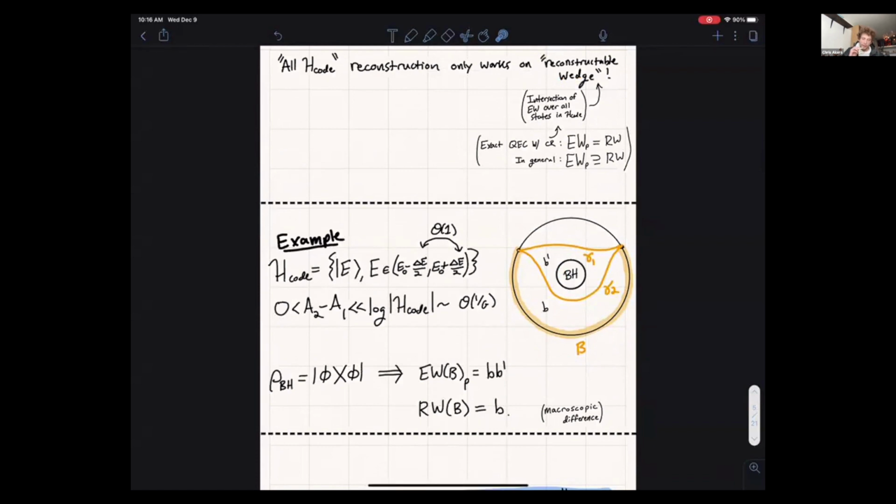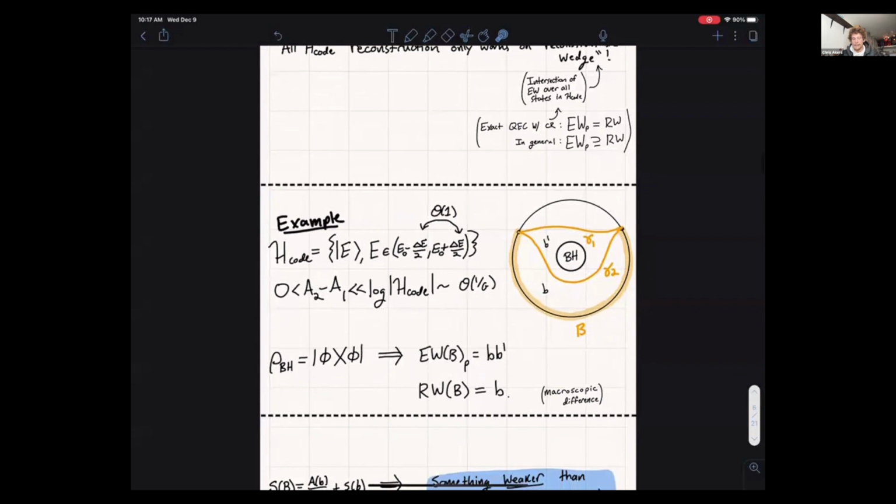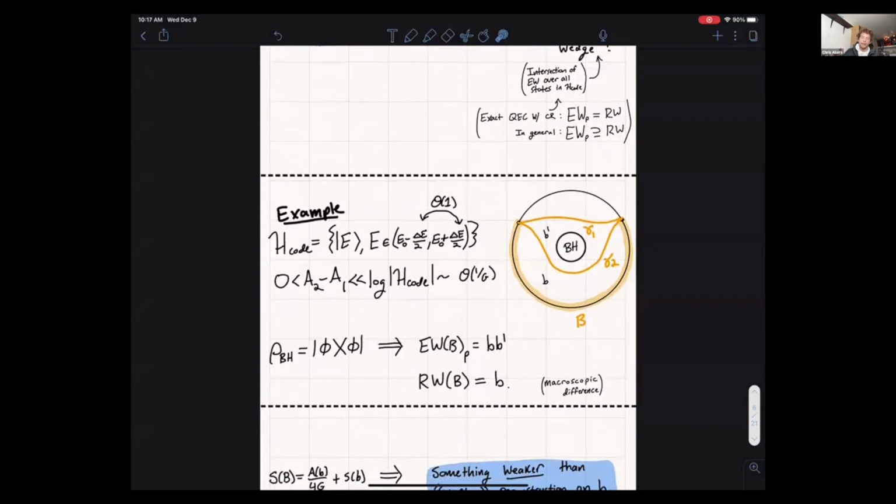And to be precise, our code subspace is defined as spanned by the set of energy eigenstates that lie within a certain energy band. This energy band will be centered at some very large energy E naught, and the width of the band will be order 1. So most states in the subspace will be black holes. And in particular, the log of the dimension of the code subspace is going to be order 1 over G.